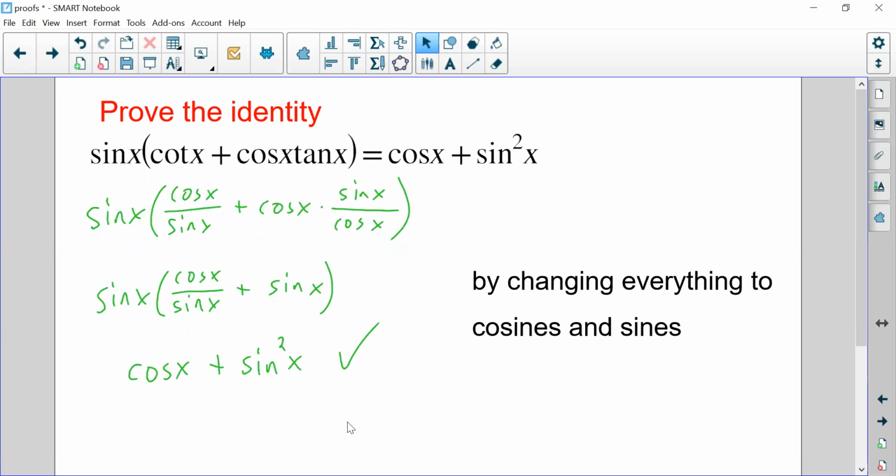Here, this one was pretty easy. You switch everything to cosine and sine. The cosines cancel out. I'm showing that work. I'm not just slashing, I'm showing. And then distribute the sine, and the final expression kind of falls in your lap.